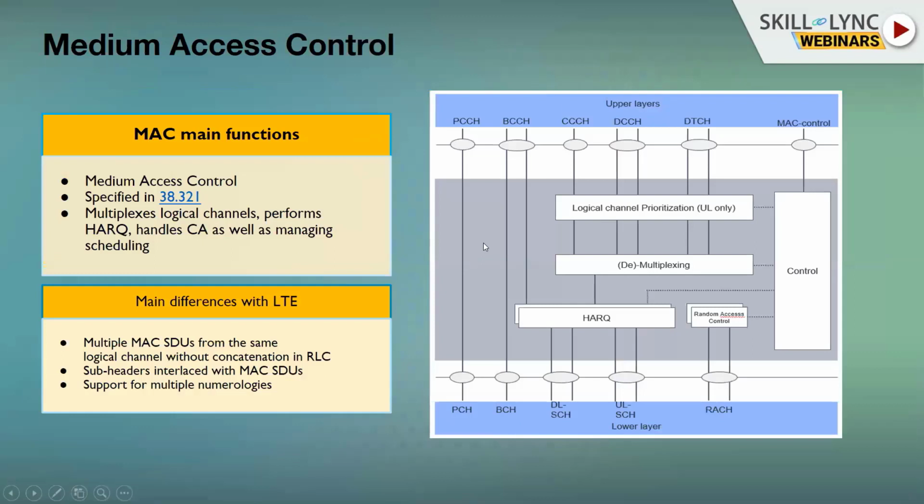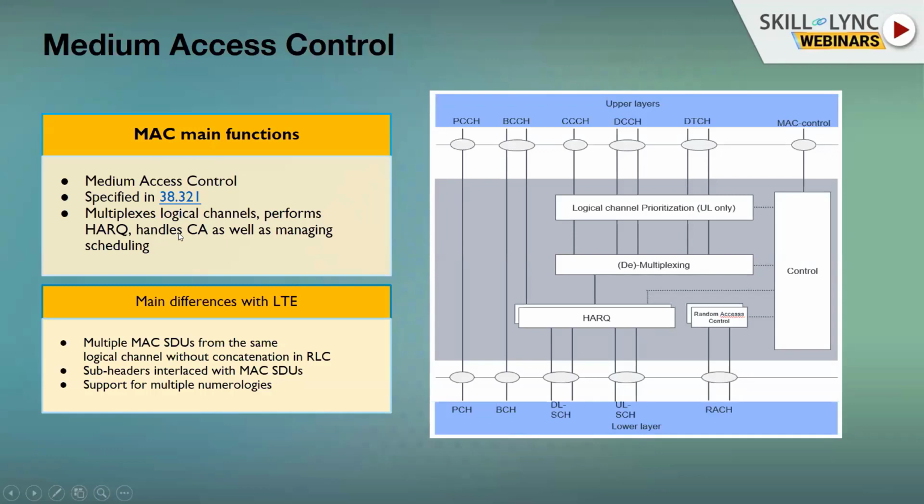We have the MAC or the medium access control. The main functions of medium access control are specified in 3GPP terms, which is mentioned here, and it's used to multiplex logical channels, perform HARQ, and handle carrier aggregation as well as managing scheduling. In this part, the main services and functions of the MAC sublayer are illustrated here as explained.